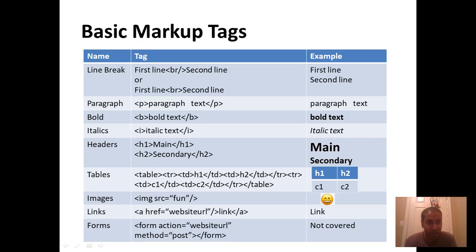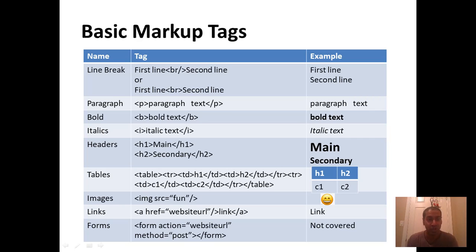Below, in the image in front of you, the table has the names of the different tags in one column, examples of those tags and how they would be written in HTML in the second column, and then the third column has how it would be displayed on your screen if you were to use those tags. So let's start with the first tag, the line break.